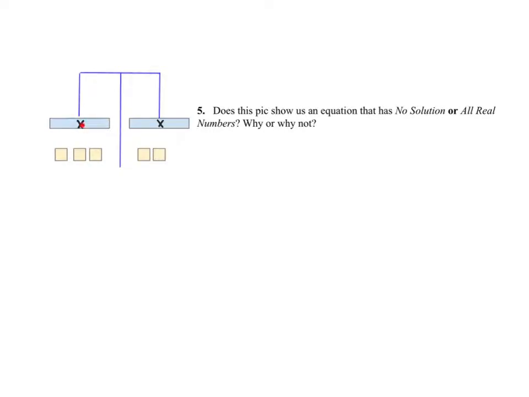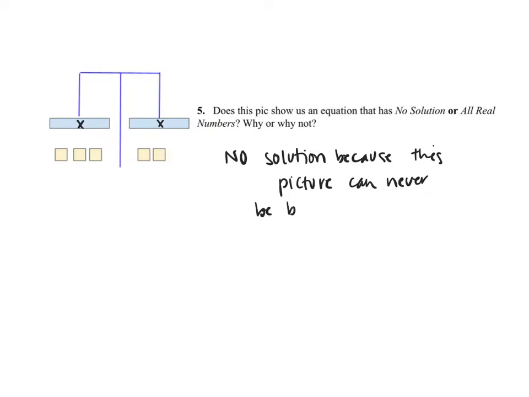So no matter what X is, if X was 5, 5 and 5, this could never be balanced, because this side will always have one more unit than the other. So this would be no solution, because this picture can never be balanced. There is always one more on the left.